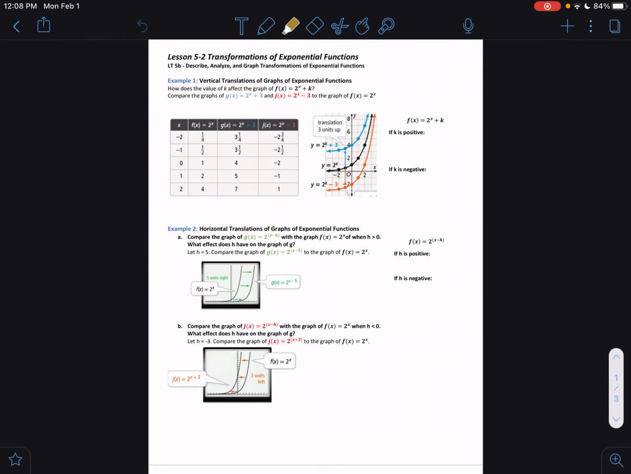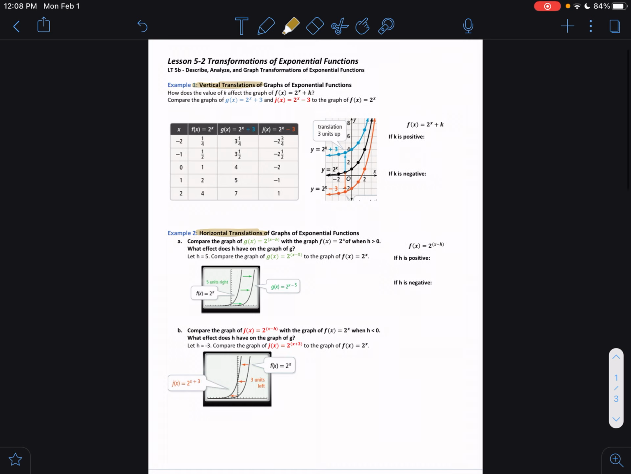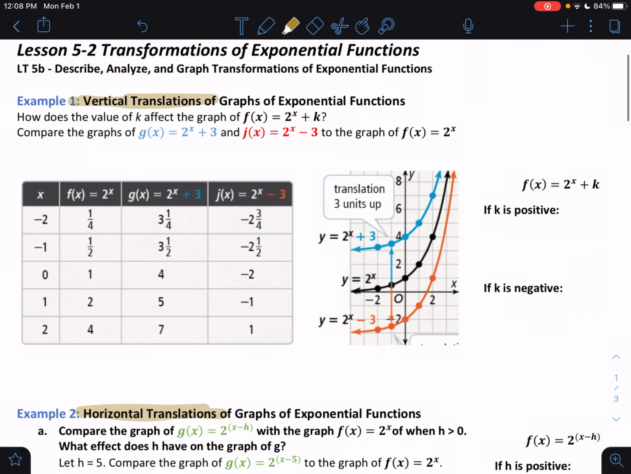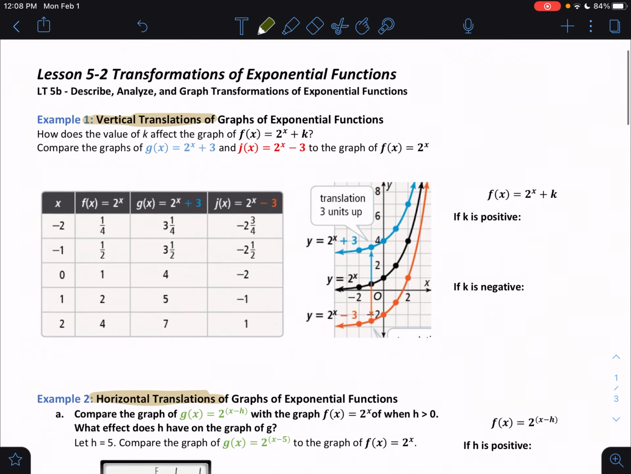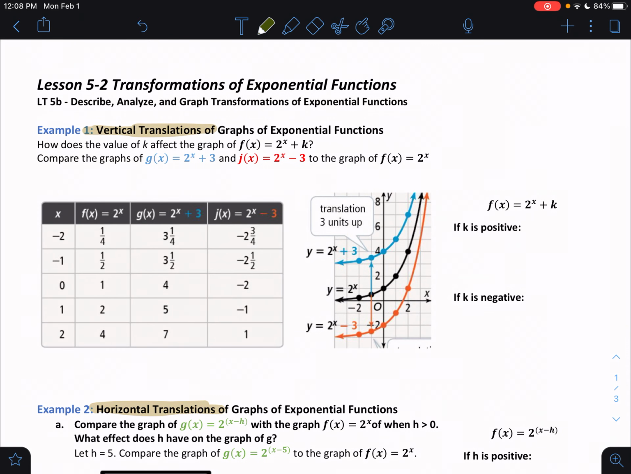I zoomed out just to show you this. We have vertical translations and horizontal translations of graphs. And those are the two things that we're going to learn about today. So let's start with vertical. So, vertical translations.